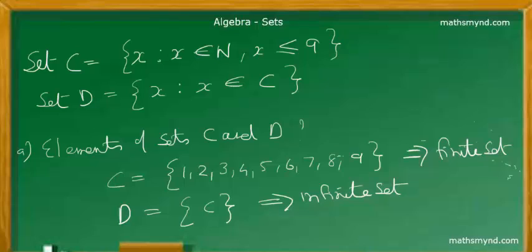And set D, which is represented as x such that x is an element of C. And when you see capital C as such without any other indications, it simply means that we are dealing with the set of complex numbers now. So, what are the elements of set C and D? Naturally, set C would consist of all the natural numbers starting from 1 and ending at 9, which simply means that we are dealing with a finite set, whereas D consists of the set of complex numbers, which is an infinite set.